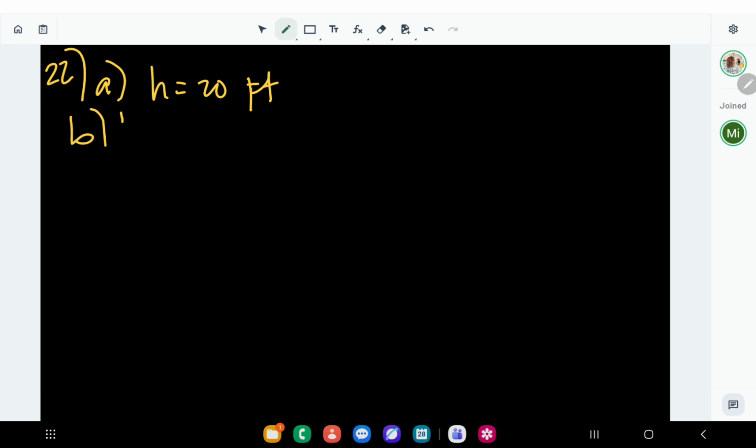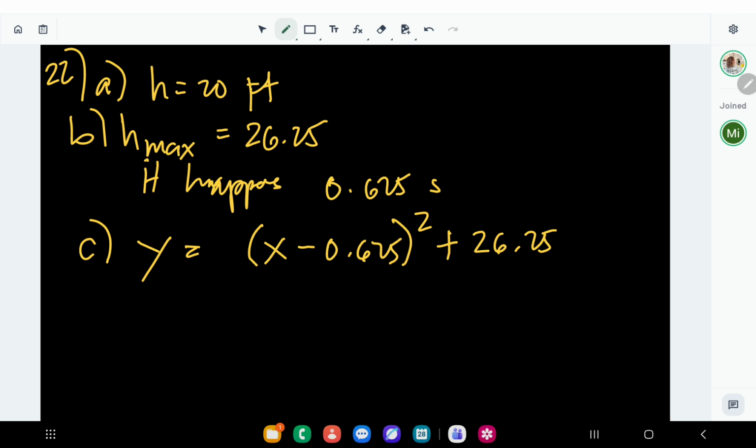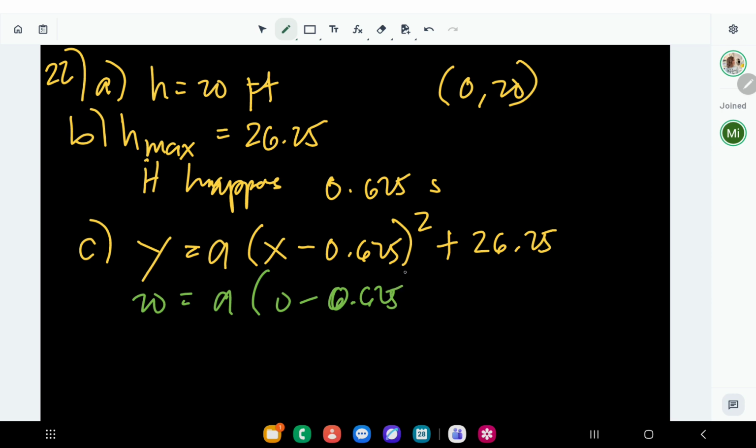And then what is the maximum height the ball reaches? So that is the maximum height. Mariana, it's not the x value, it's the y value, the maximum height. So it's 26.25. Yeah. When does this happen? We don't know a, right? Okay, a. So you can choose any point on the curve. We're given the y-intercept 0, 20. So you can just plug that in here to solve for a. So this is 20 equals a times 0 minus 0.625 squared plus 26.25. What is a? You use your calculator. Are you allowed to use the calculator?